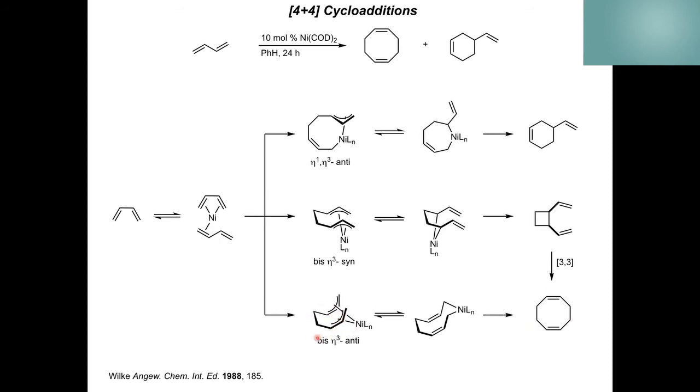Alternatively, from the bis eta-3 anti, we can get slippage to the terminal ends of those allyls, and then reductive elimination directly forms the cyclooctadiene. It's fairly challenging to parse out the two different pathways here, because under the reaction conditions this is going to be fairly rapid and irreversible. So trapping this can be quite difficult.